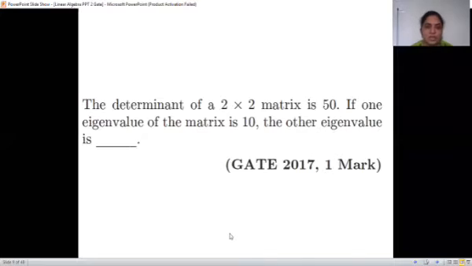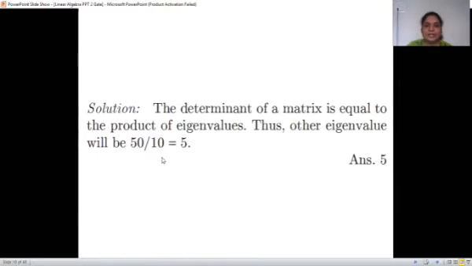So we say that lambda 1 and lambda 2, but we know the determinant of a matrix is nothing but the multiplication of the eigenvalues, right? So lambda 1 into lambda 2 is 50, but one eigenvalue is given to you, that is 10. So the other value is 50 by 10, that is 5. Good.